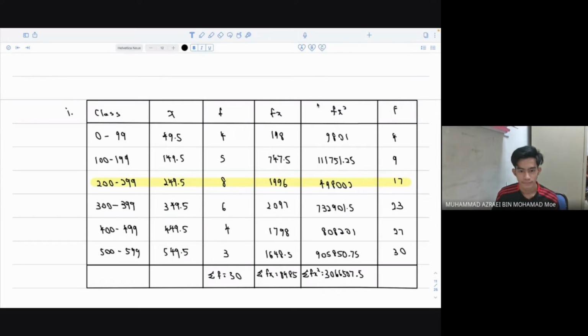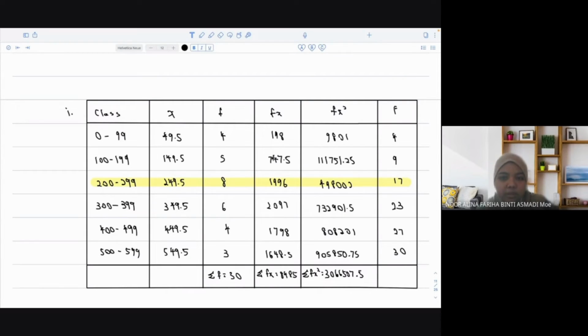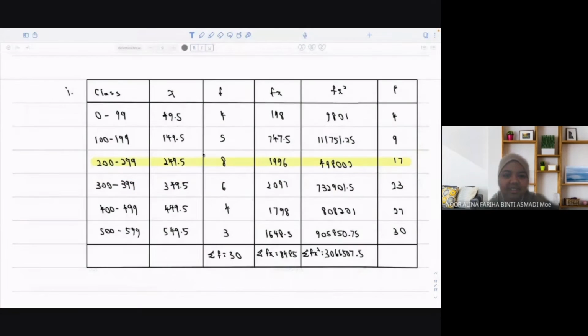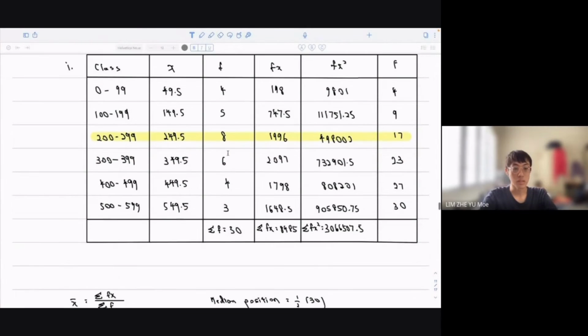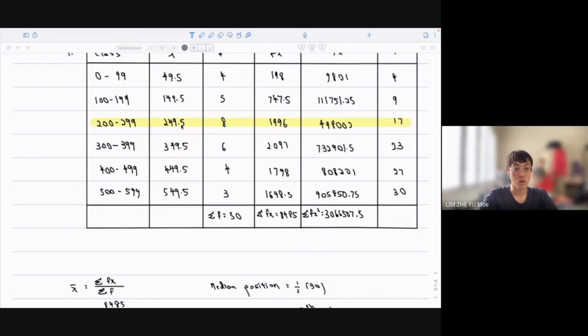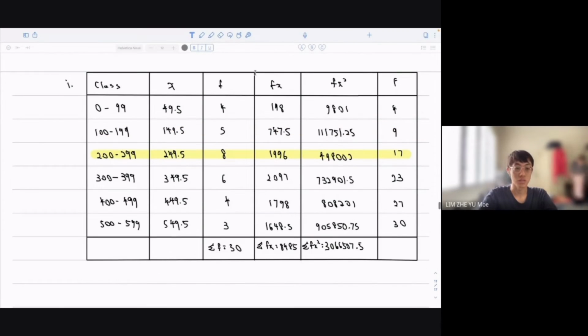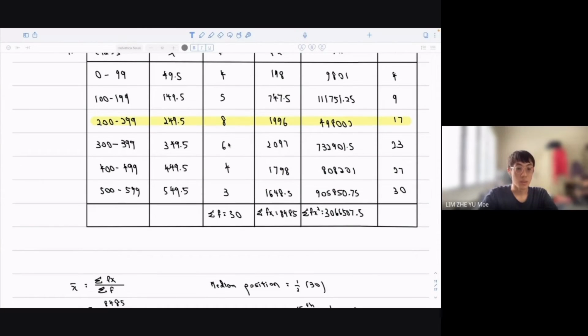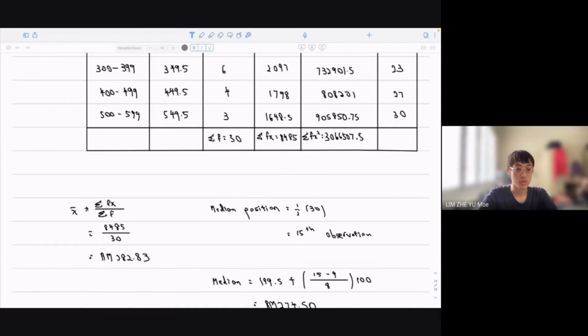Sorry to interrupt. May I know how to calculate the midpoint? It is the sum of the lowest and upper boundary divided by 2. Oh, okay. Yes, Shaira is right. After constructing the table, we will calculate the sum of fx and fx square, which is needed later. Then we will calculate the mean by dividing the sum of fx by the sum of frequency, which is 30. The mean for the data is 282.83.